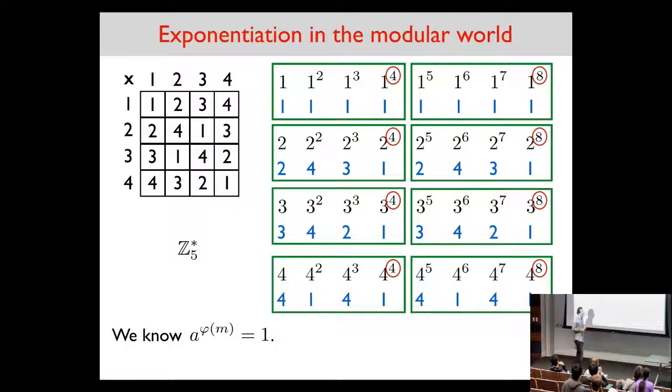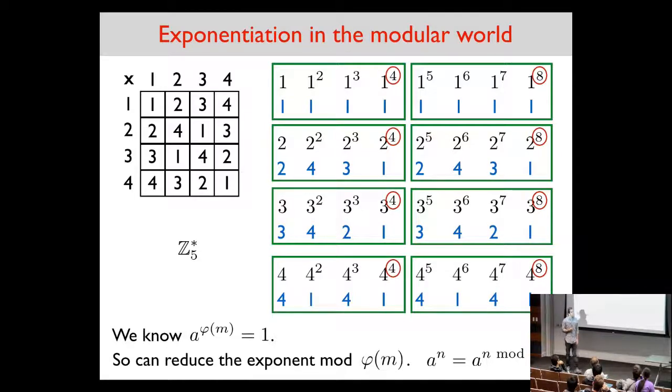So really, these green blocks just repeat themselves. These are blocks of size 4, size phi of m. So that implies that you can actually reduce the exponent mod phi of m. If you have something like a to the power n, that's really equal to a to the n mod phi of m. Okay?